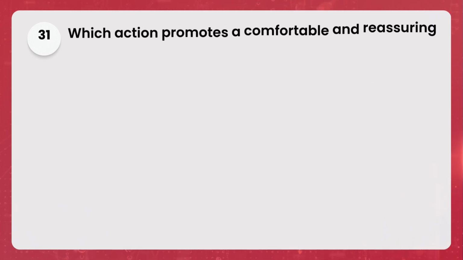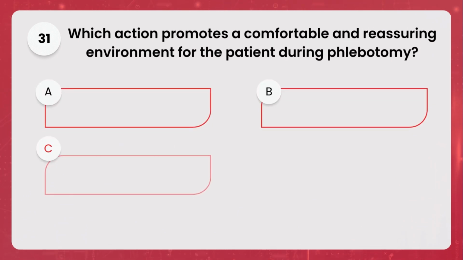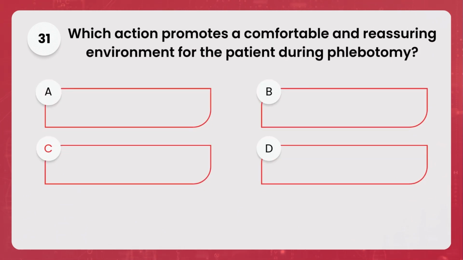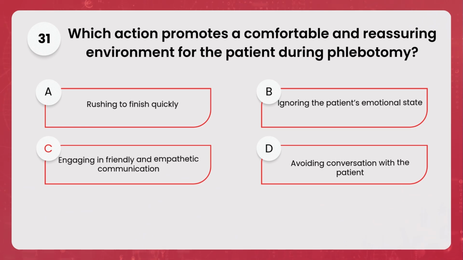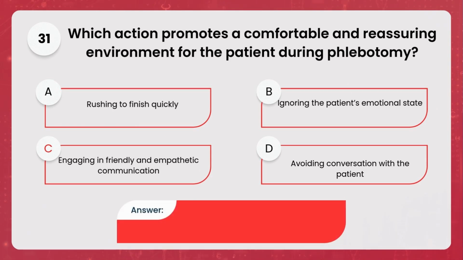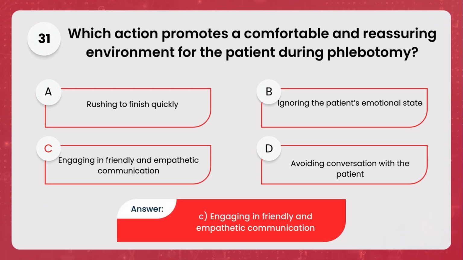Number 31. Which action promotes a comfortable and reassuring environment for the patient during phlebotomy? A. Rushing to finish quickly. B. Ignoring the patient's emotional state. C. Engaging in friendly and empathetic communication. Or D. Avoiding conversation with the patient. The answer is C. Engaging in friendly and empathetic communication.